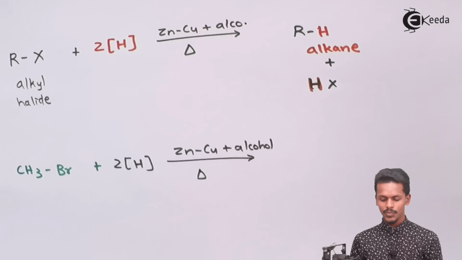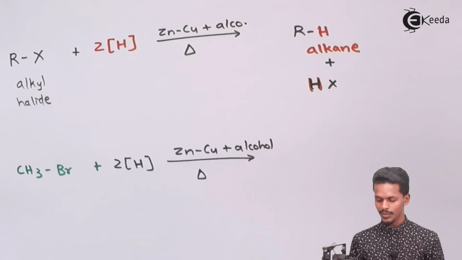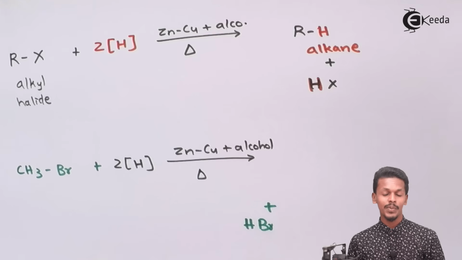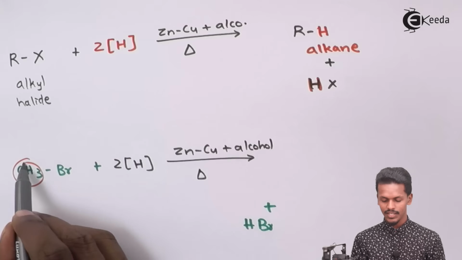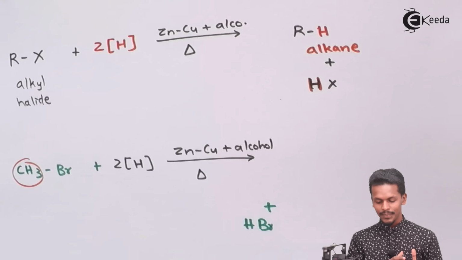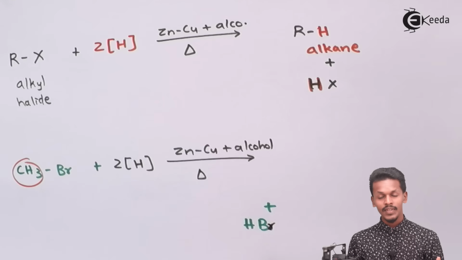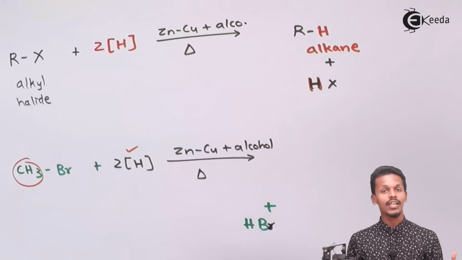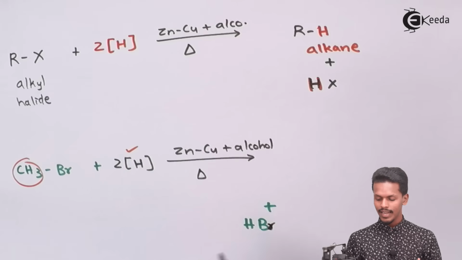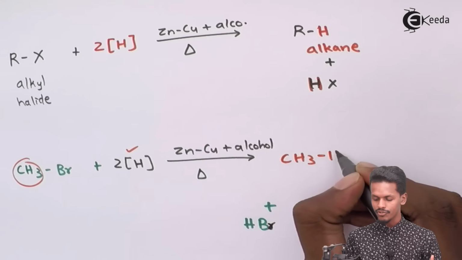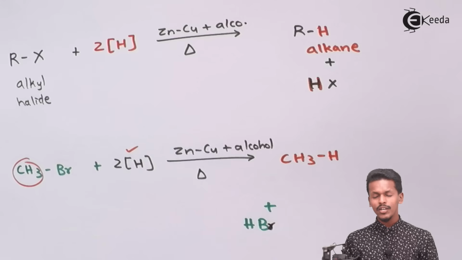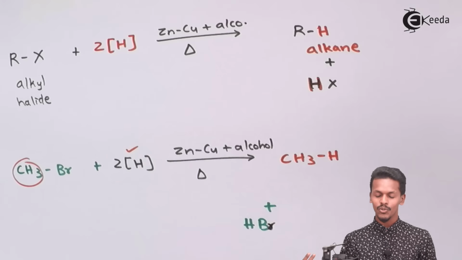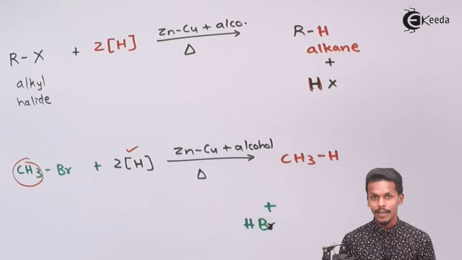In this case, what happens is that one of the H will take away the Br from here, so the byproduct will be basically HBr. The remaining CH3 has not evolved along with the Br, but is still there as a reactant, and it will take one hydrogen from the two, so as to produce basically CH3H, or we could write it as CH4, called methane. So this is how we can prepare an alkane from an alkyl halide.